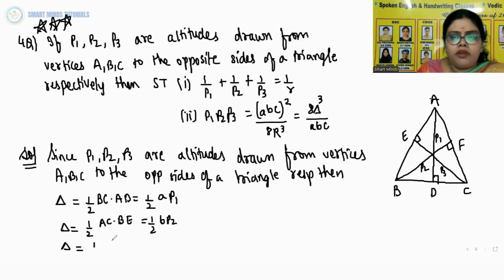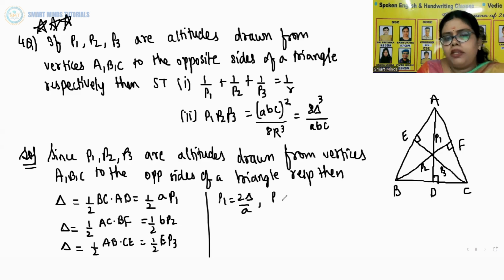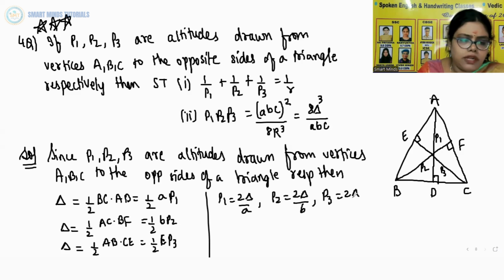And in the same way, if you are taking the base as AB, then height will be CF, so which is equal to half c P3. So you get P1 is equal to 2 delta by a, P2 is equal to 2 delta by b, P3 is equal to 2 delta by c.